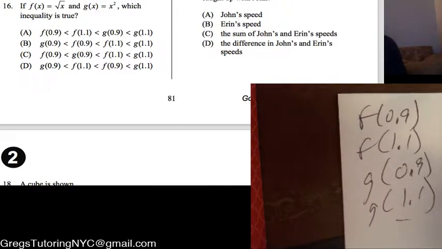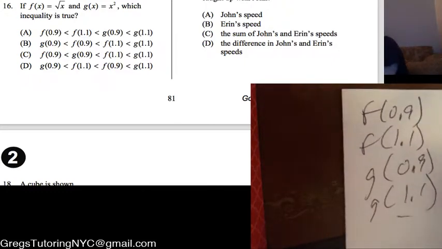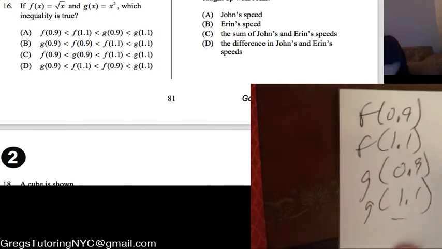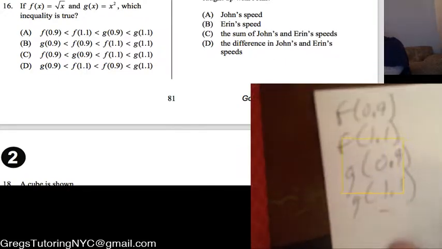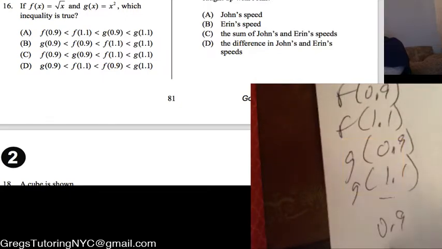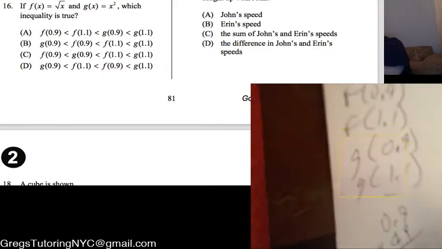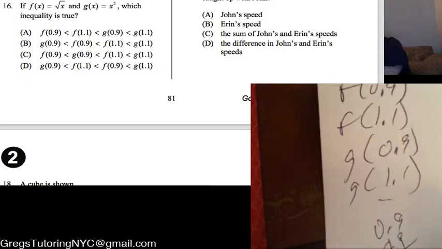So if f of x is the square root of x, I should write it properly, and g of x is equal to x squared, we can do the g's easy enough. So we get 0.9 times 0.9, and we get 0.81.